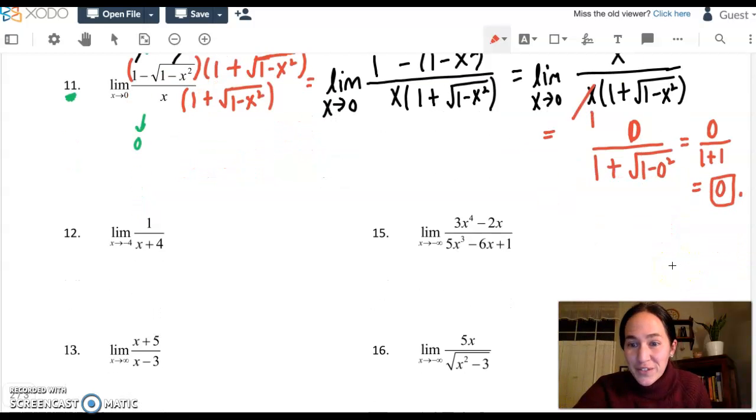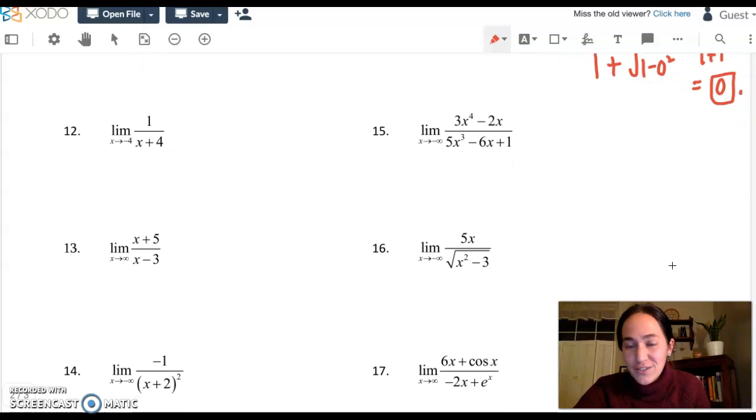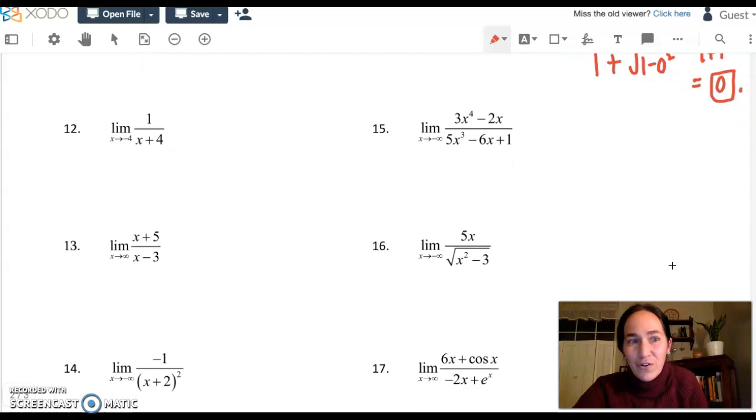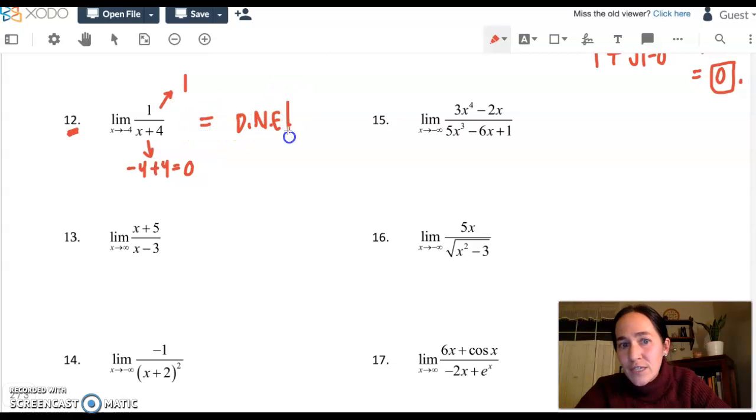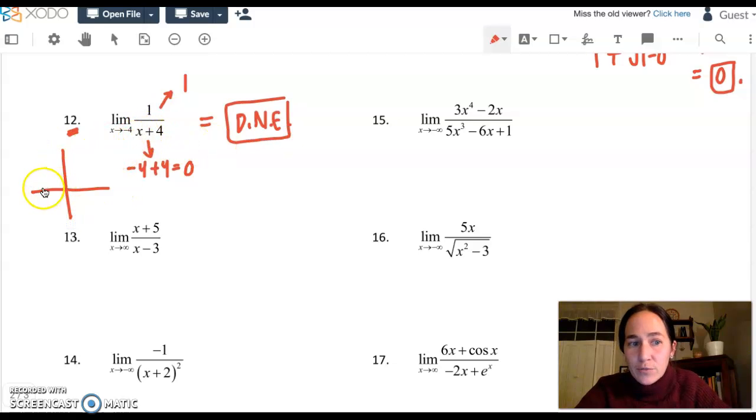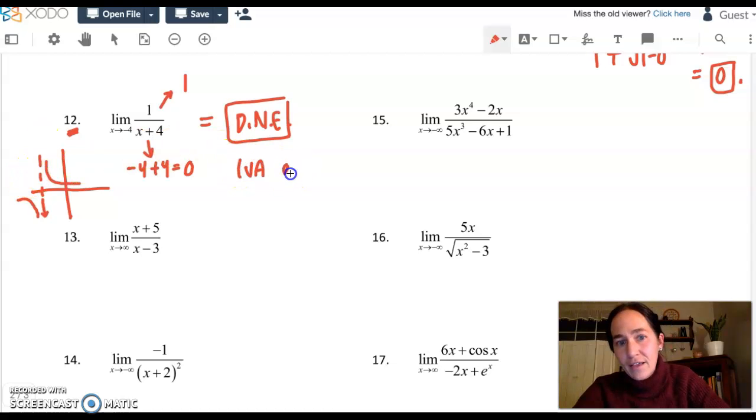The last part. You'll notice this final section doesn't have a lot of room for you guys to show your work, because the good news is it doesn't take a lot of work. If I plug into number 12 and directly substitute and get a 1 over 0, negative 4 plus 4, that means I'm getting a non-zero value over 0, and the easy answer is DNE. This was the case where there was no limit. If I look at a graph of this, there's going to be a vertical asymptote at negative 4. If I look at the limit as x approaches negative 4 from the left and right, there is none. From one side it goes to negative infinity, the other side it goes to positive infinity. And that's because there's a VA at x equals negative 4.